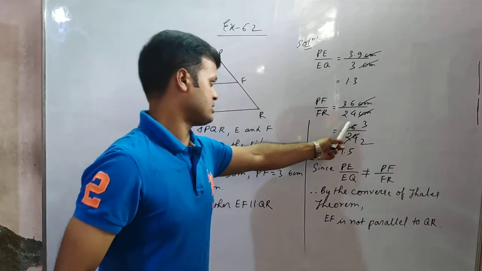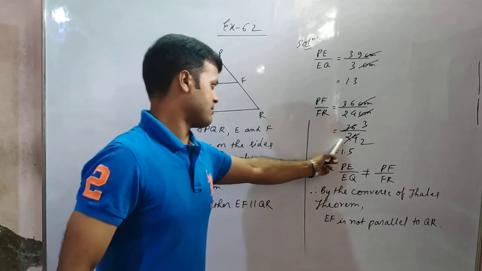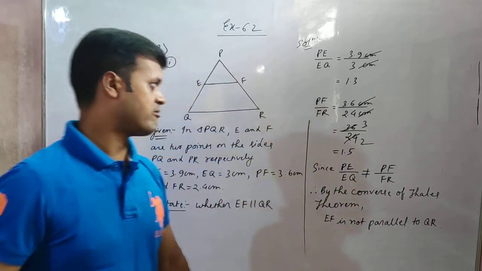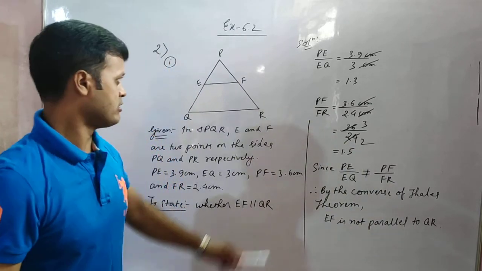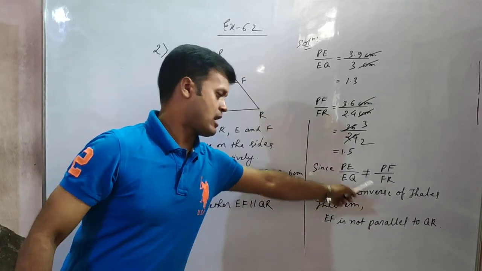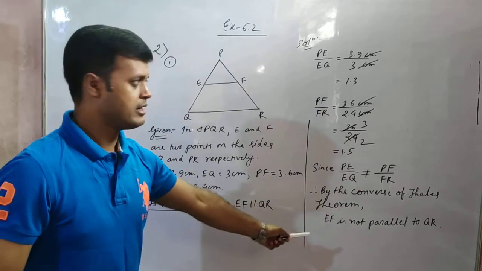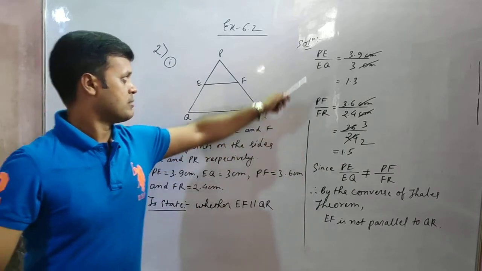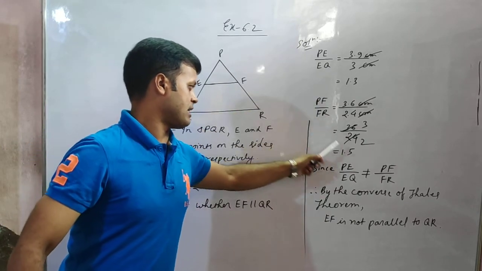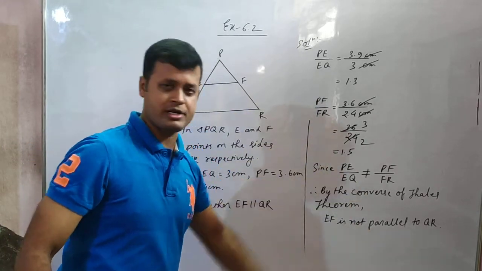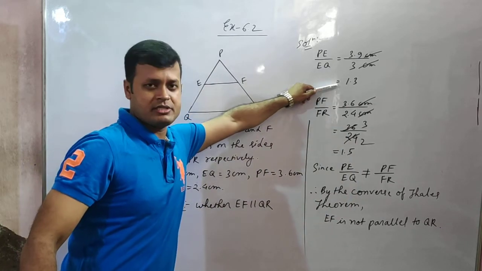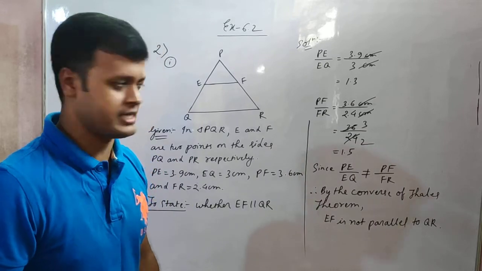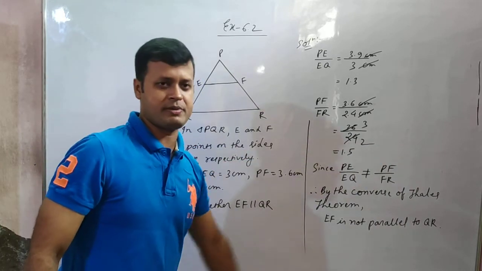Centimeter cancel. Remove the points above and below. With 12 I am cancelling 2 times, with 12 I am cancelling 3 times. So 3 by 2 means what? 1.5. Now you see, students, PE by EQ and PF by FR are not equal, isn't it? PE by EQ's value is 1.3 and PF by FR's value is 1.5. So 1.3 and 1.5 are not equal. Therefore PE by EQ is not equal to PF by FR.